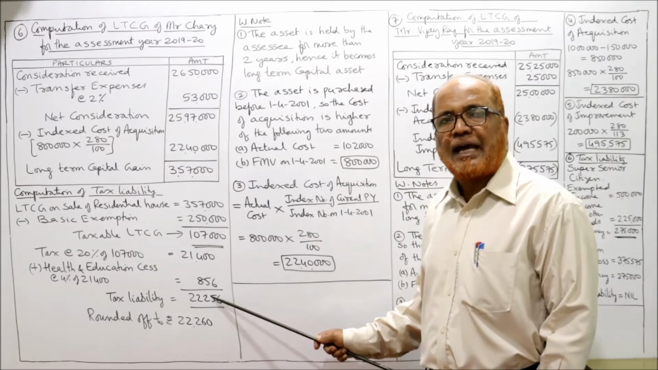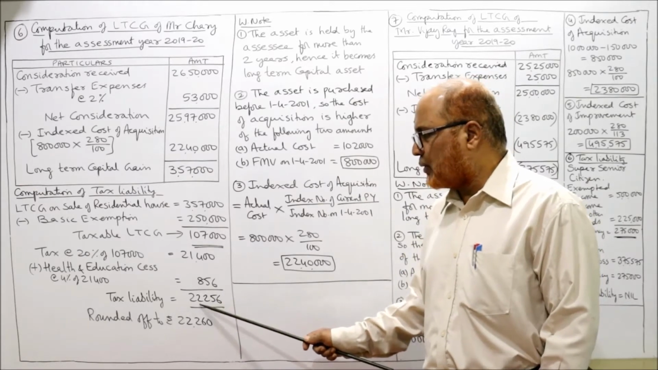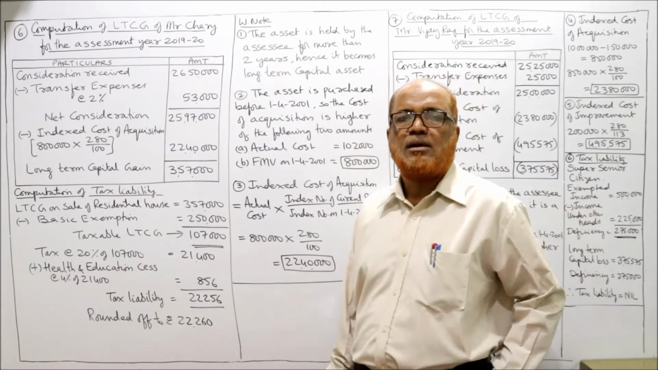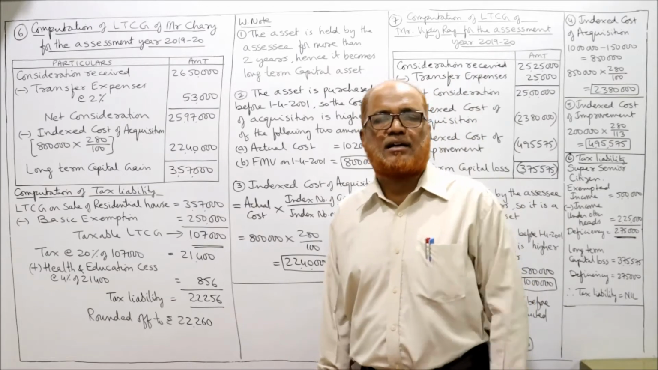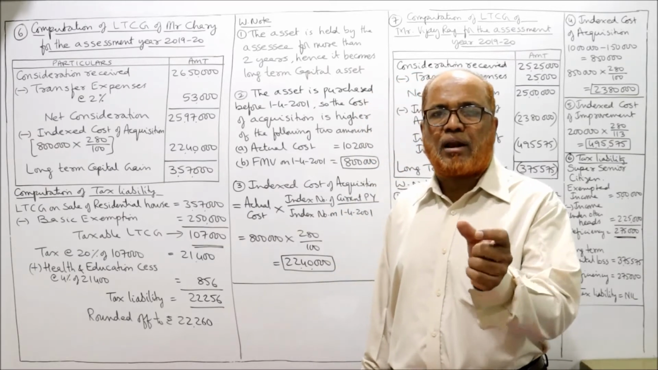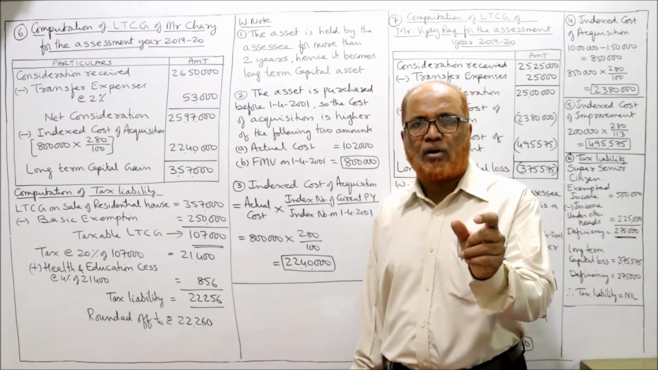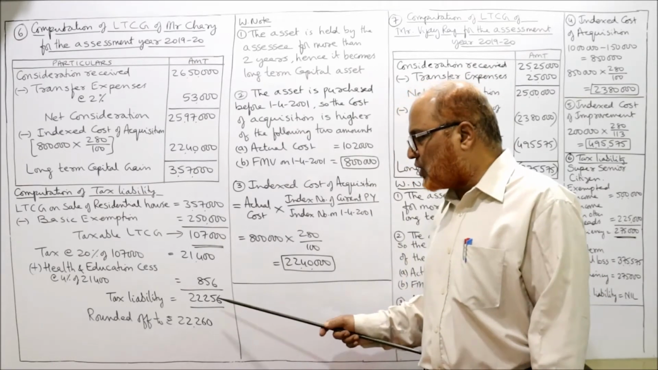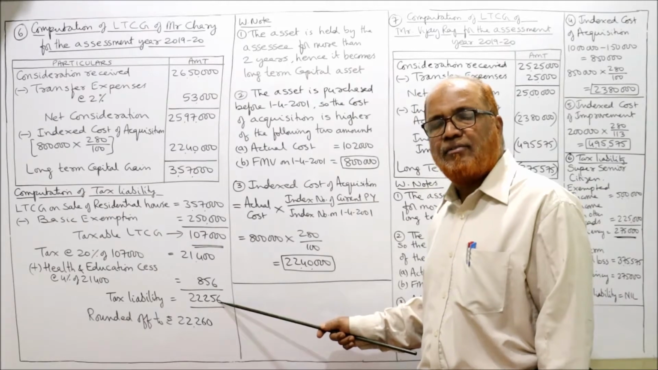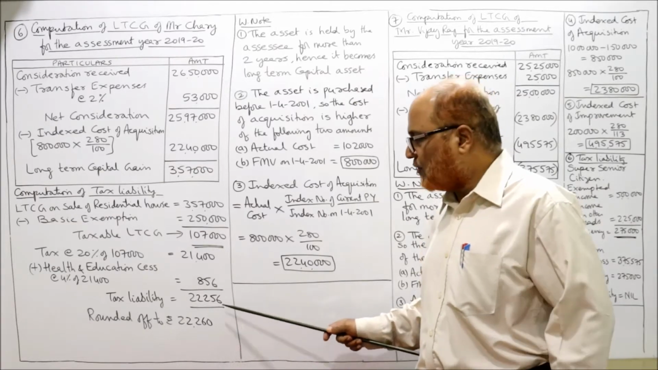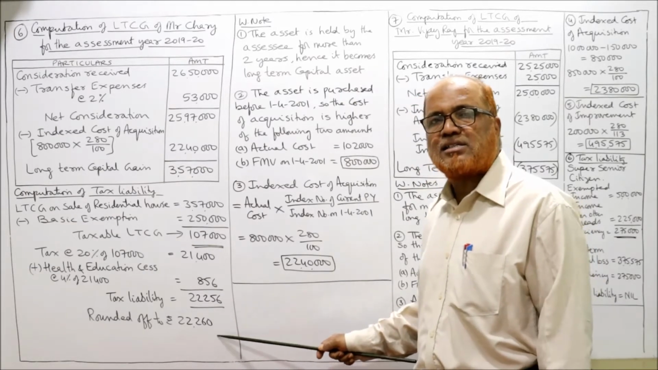So total tax liability is 22,256. But according to the provisions of the IT Act, the tax liability can be rounded off to the nearest 10. So instead of 56, we can take 60.